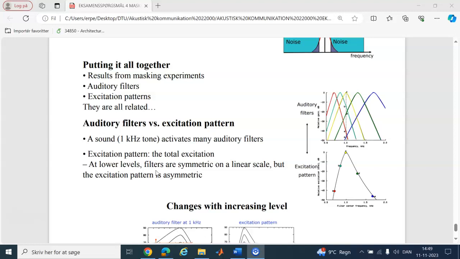You have a tone with a certain frequency, for instance, 1 kilohertz. Then you have some auditory filters, and you can see here different center frequencies and spreads. Yeah, the bandwidths are different. The bigger the center frequency, the broader the bandwidth. So you can see here this 1 kilohertz, we have a red one with a center frequency about 750.